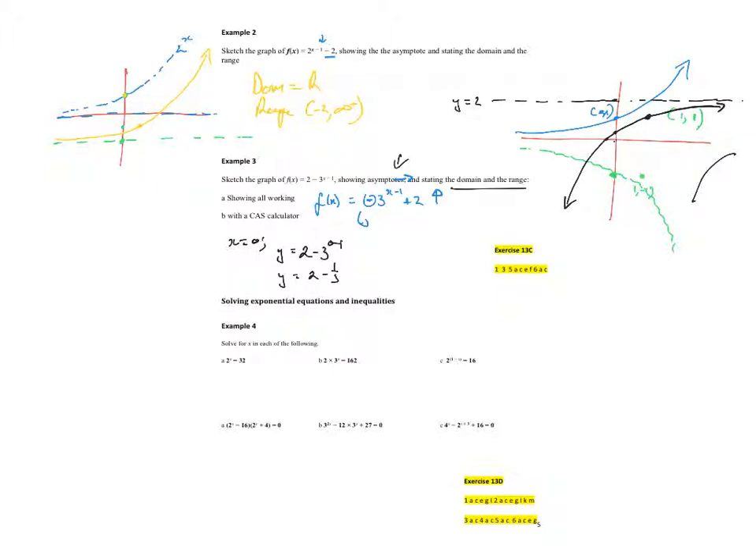State the domain and range. Domain, again, is always R. What's the range of this graph? Well, we get as high as 2 down to negative infinity. All right. I'm sure we can check that on our CAS. All right. So have a go at that.